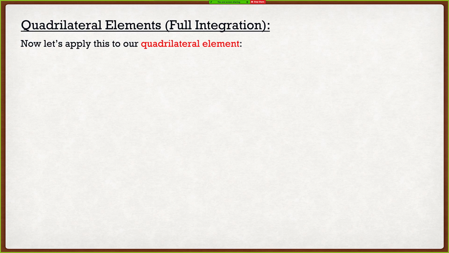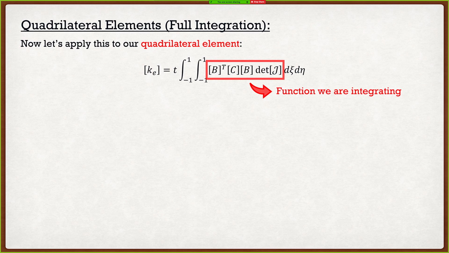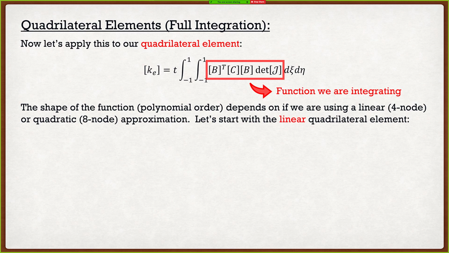So for our quadrilateral elements, we have the following equation here, and we say, all right, what exactly are we integrating? Well, this right here is going to be the function that we're integrating. We're integrating B transpose multiplied by C multiplied by B multiplied by the determinant of J. We know that the function we're integrating depends on what element order or geometric order we're dealing with, because B and J are going to change whether I have a 4-node or an 8-node element. So let's look at the 4-node case first.